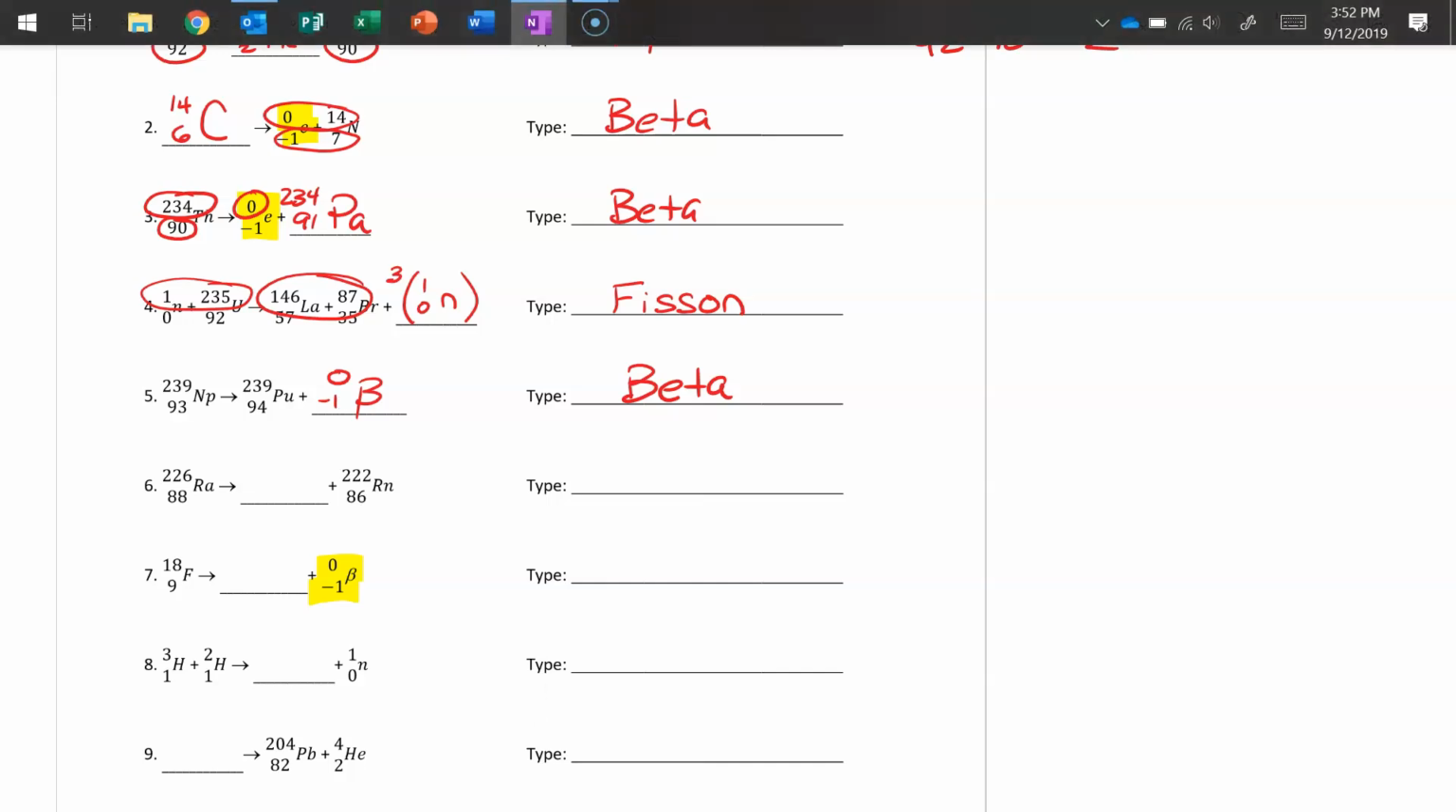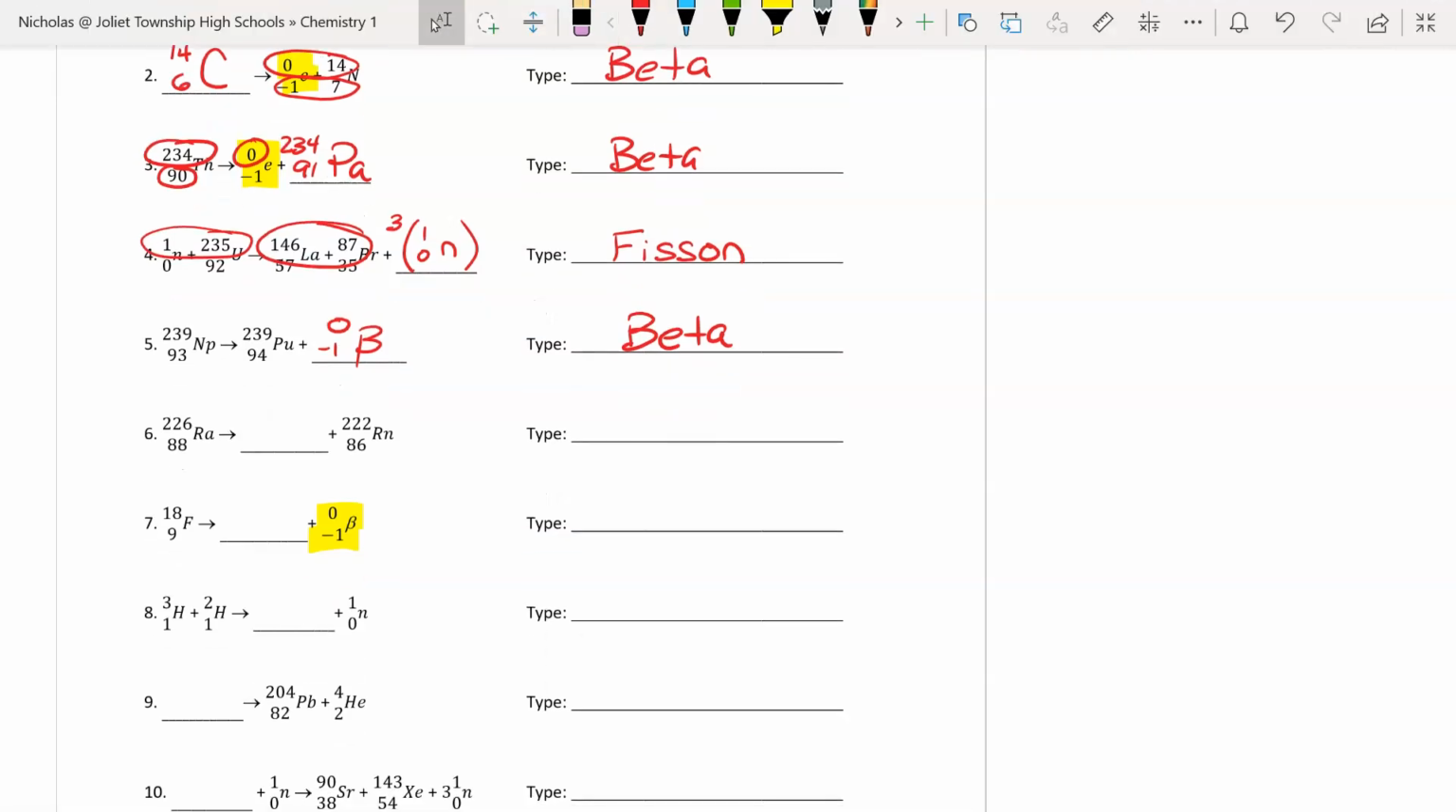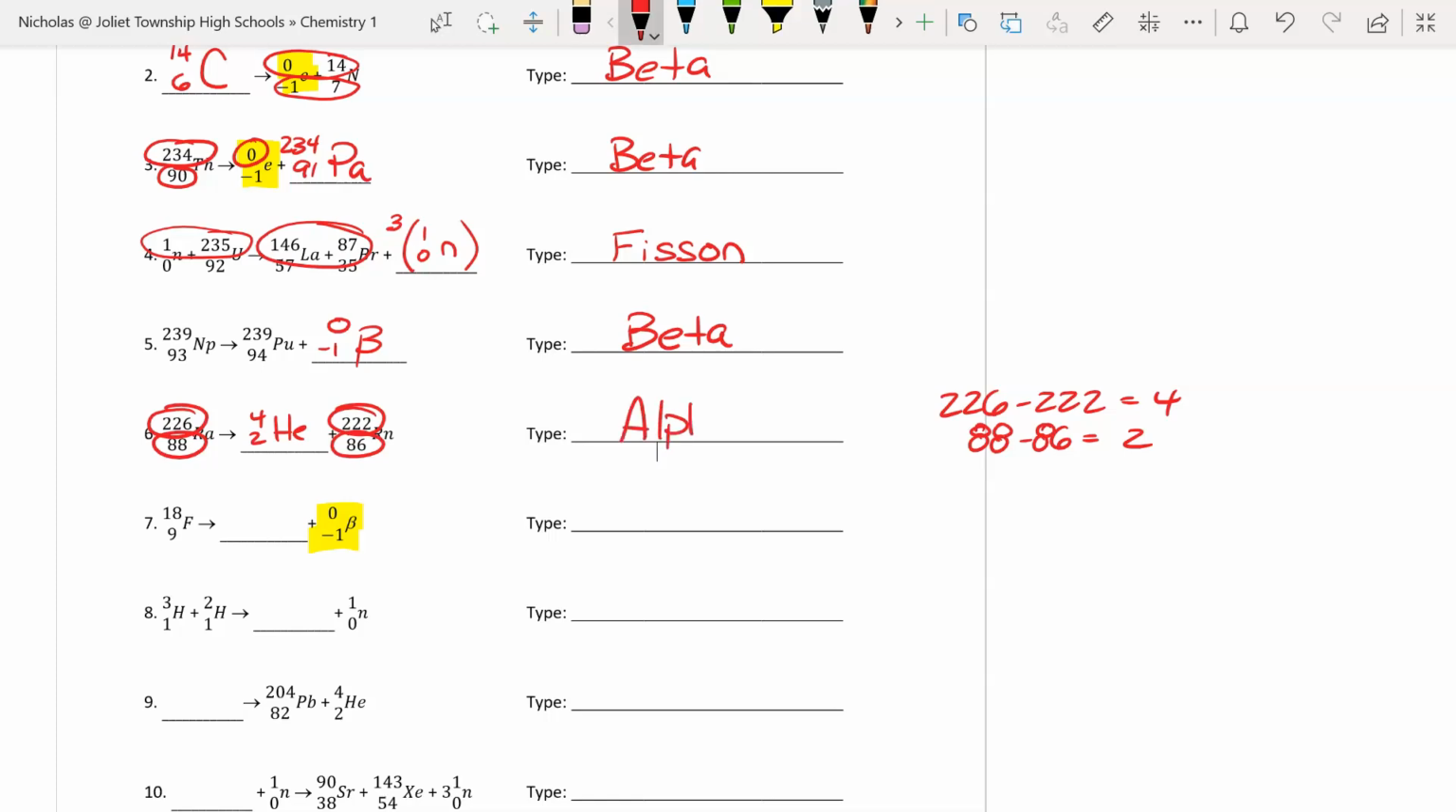All right, number 6. So let's take a look at our left side and our right side. So we're looking at 226 and 222. So 226 minus 222 gives us 4. And then 88 and 86 will give us a difference of 2. So you should probably pick up on these patterns by now. 4 and 2 gives us our helium nucleus, which is going to give us alpha decay.